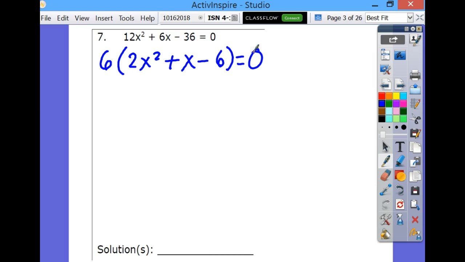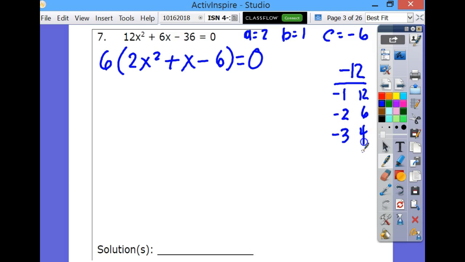Then, just like I was doing for the last week and a half, I'm going to figure out the A, the B, and the C, and I'm going to multiply the A times the C, and I'm going to write down the factors of 12. After I have the factors of 12, is there a pair of factors that add up to my B number of 1? Would those add up to equal 1? Now, is the A equal to 1? The A is equal to 2, not 1. I can't use a shortcut.